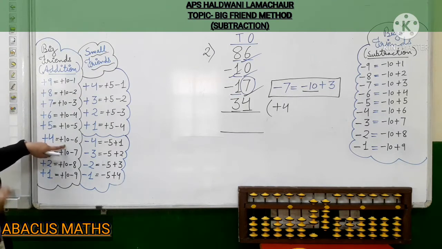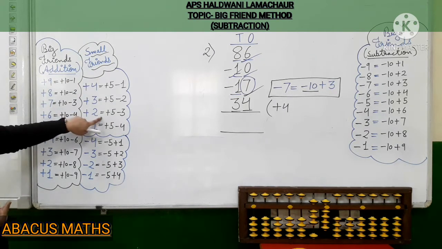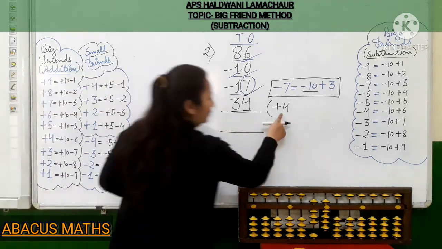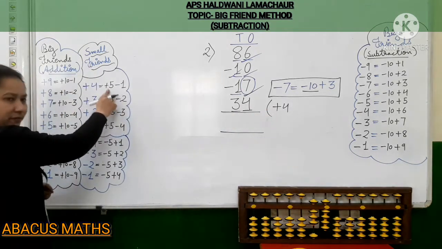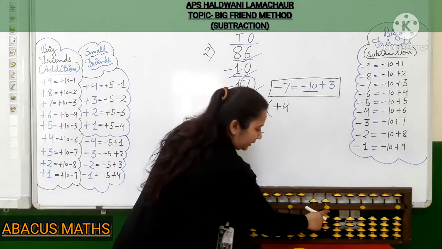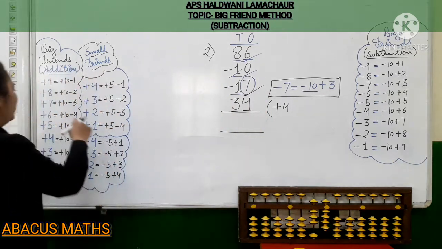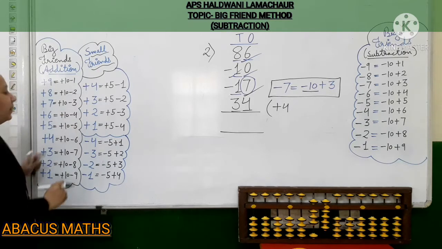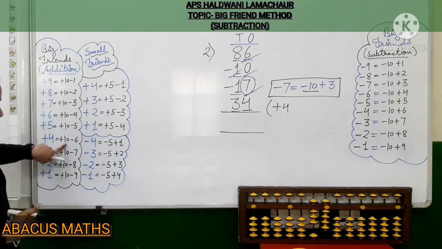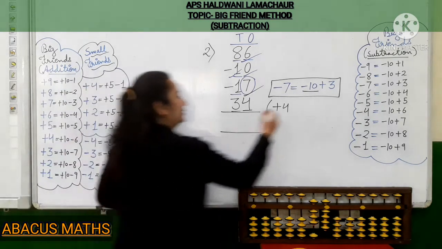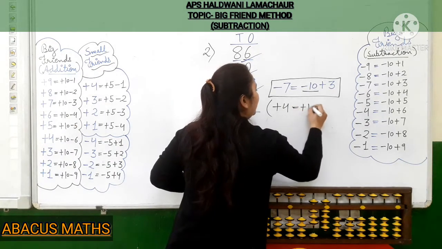Now some will think, why are we not using the small friend? See, for adding 4, first of all you have to add 5. But in ones rod you can see that 5 is already added. So you will use this big friends. Now for adding 4, what is the formula? Plus 10 minus 6.